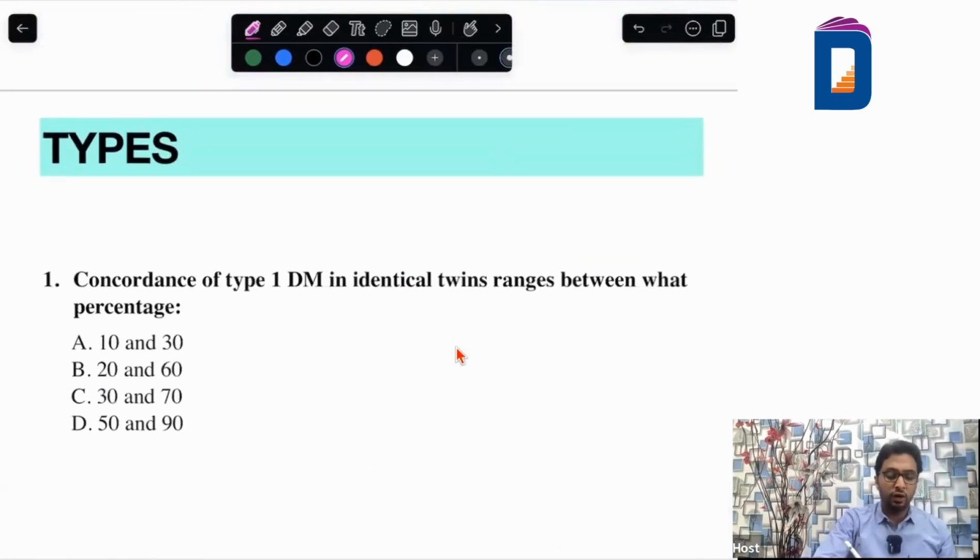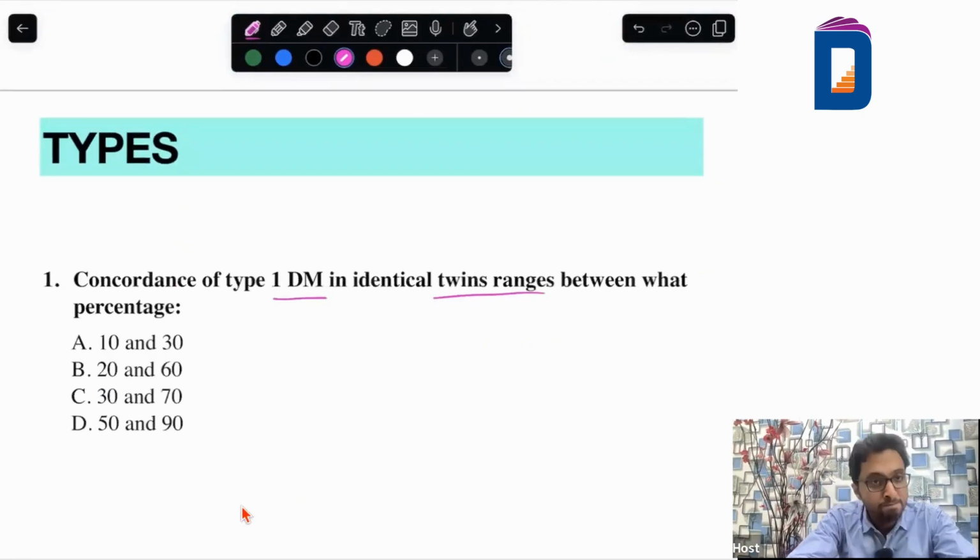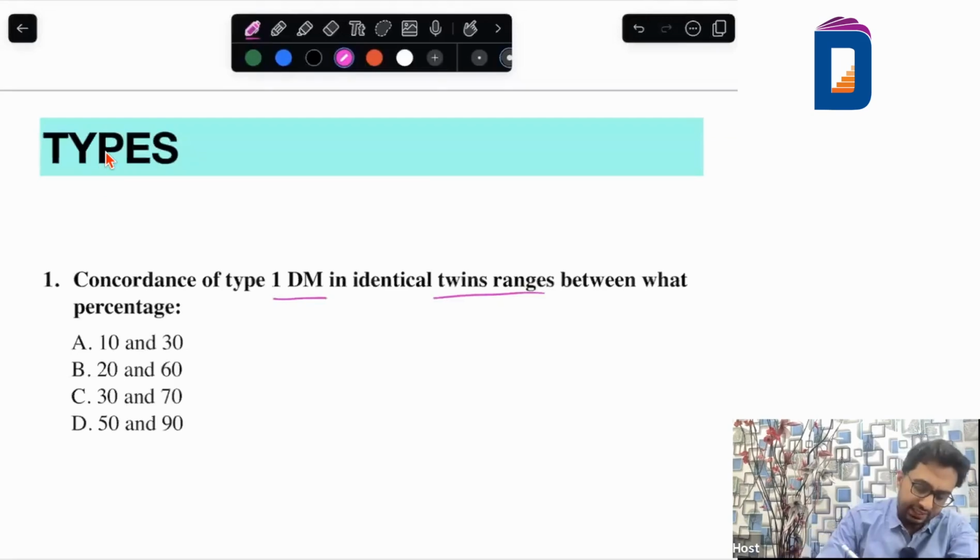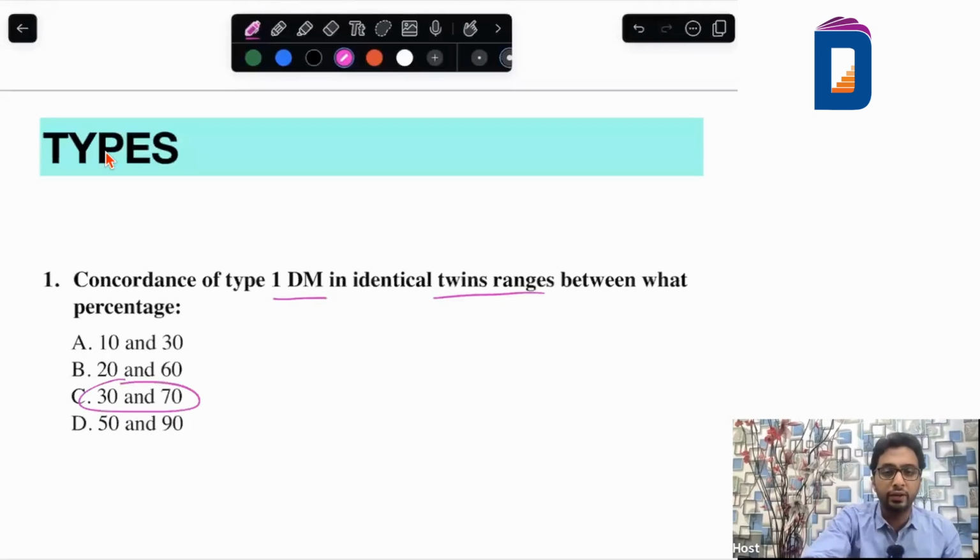The next question is, concordance of type 1 diabetes mellitus in identical twins ranges between what? Mahesh is saying A, Sri Lakshmi is saying C. Parvati is saying B. So the answer is basically C. Just know this. It is basically 30 to 70. In fact, please note, it is 40 to 60, which is the exact figure.